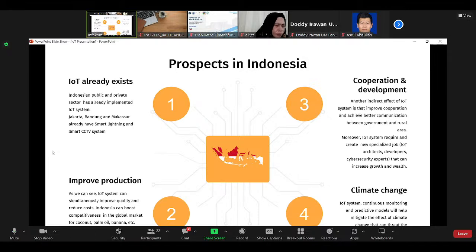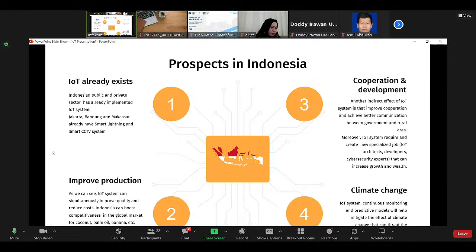Second, it can improve production. As I said, it can reduce the cost, you can use less product. For example, fertilizer is very expensive, so you want to use it in a very efficient way, and an IoT system can help you with this. You can also change your production to increase the quality, and all of this can boost the competitiveness of Indonesia in the global market for coconuts, but not only, also bananas, palm oil, anything.